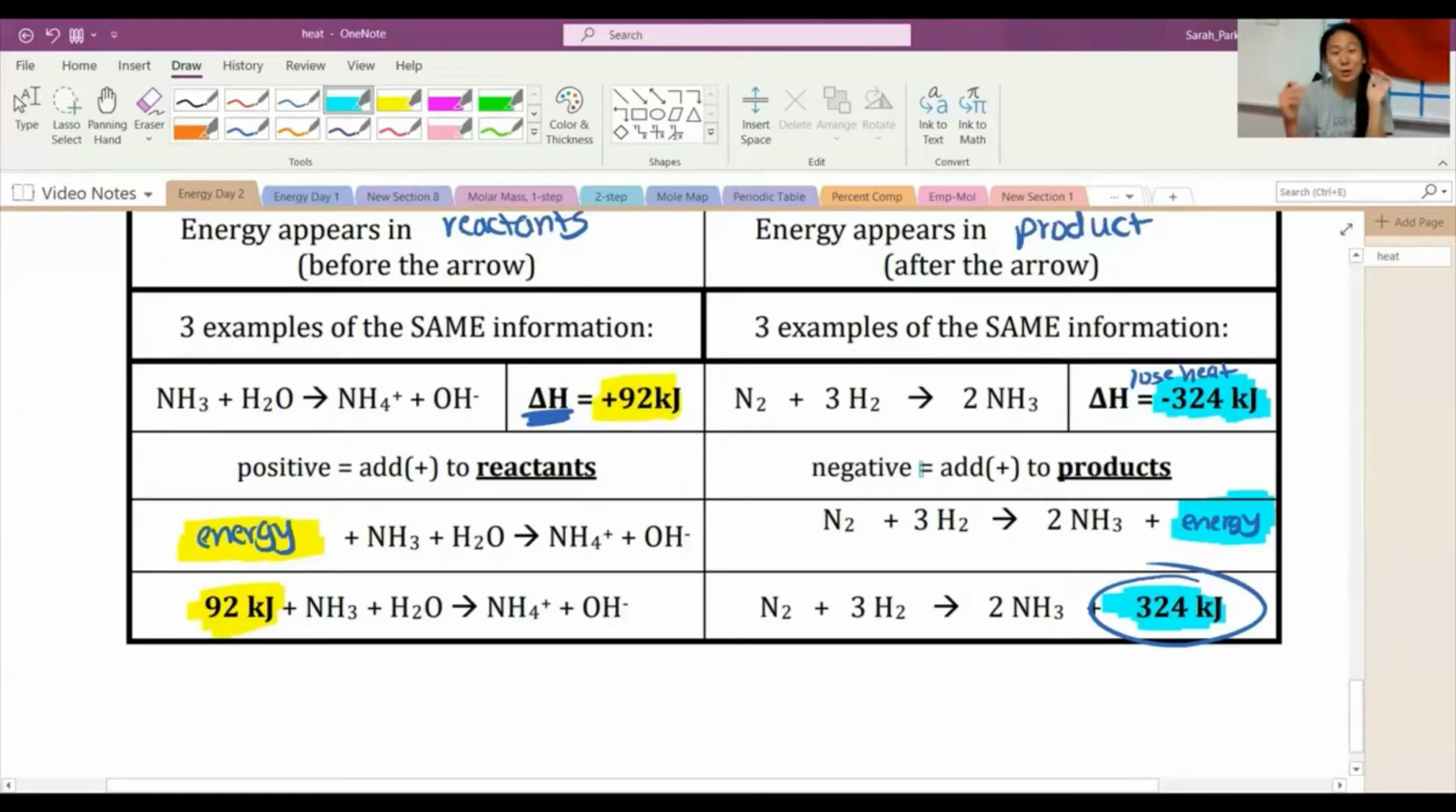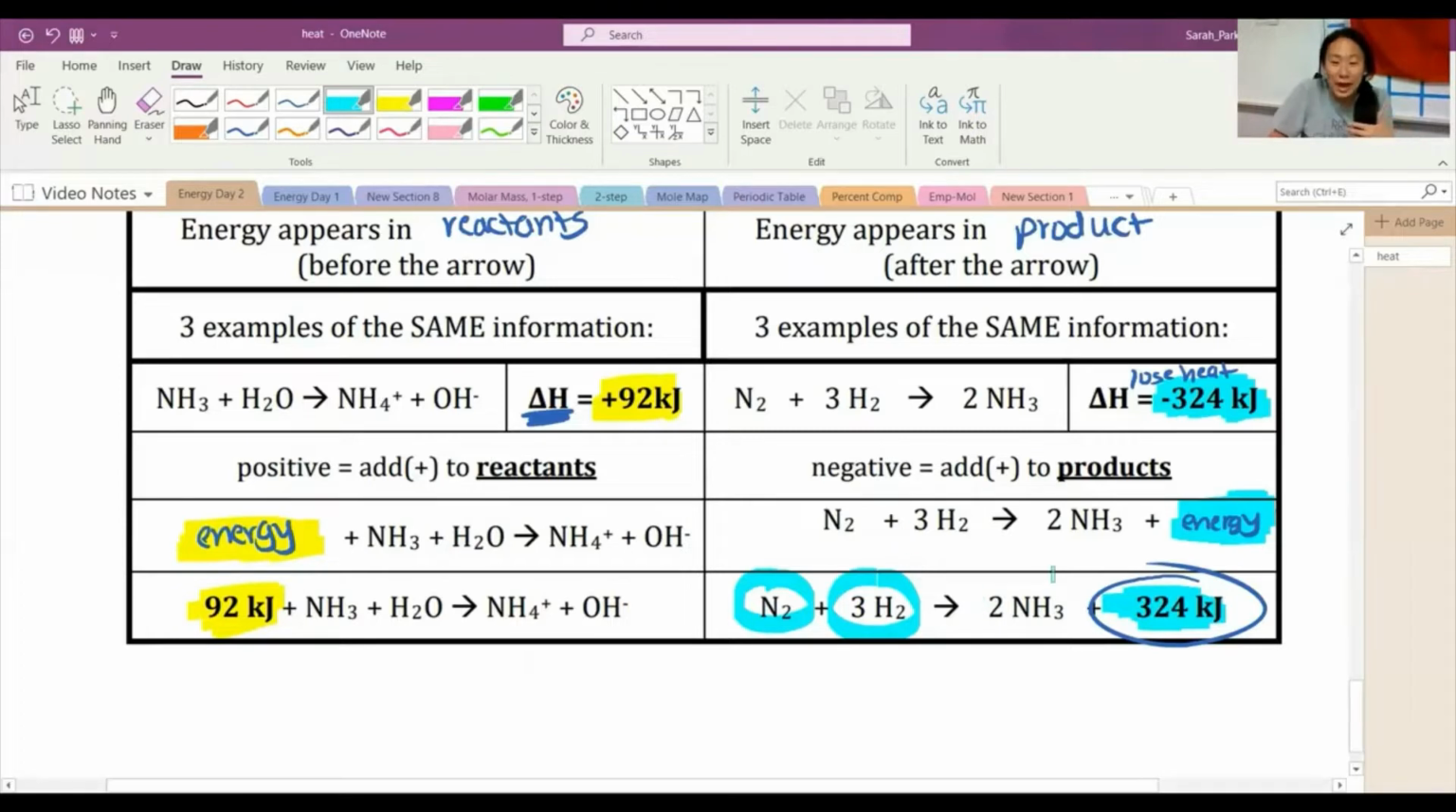In a chemical reaction, we always use plus signs, because plus signs don't mean adding. It just means the word and. So nitrogen plus hydrogen is going to make ammonia and lose 324 kilojoules. That's what that plus sign means in a reaction. It's just another word for and.